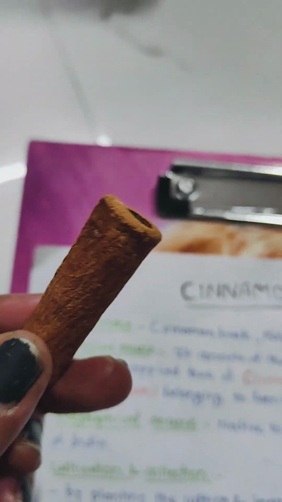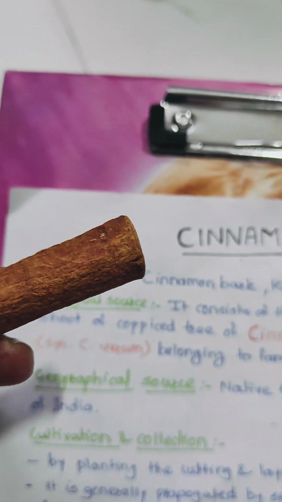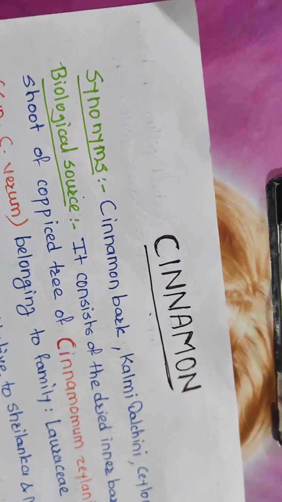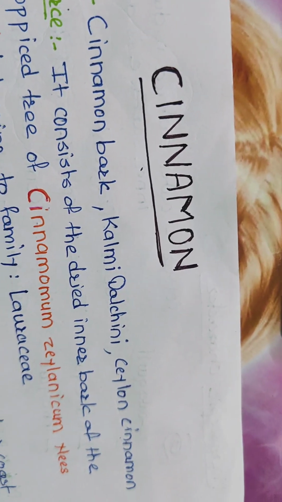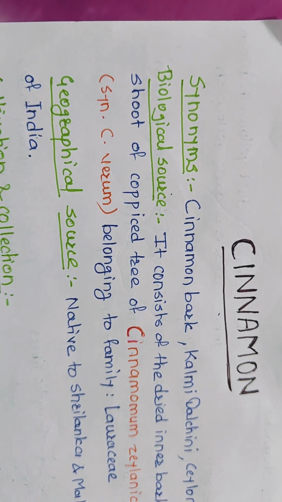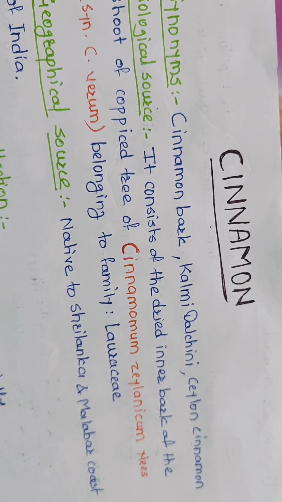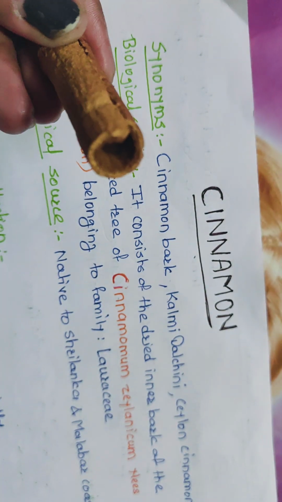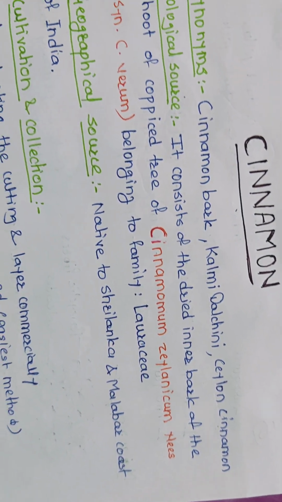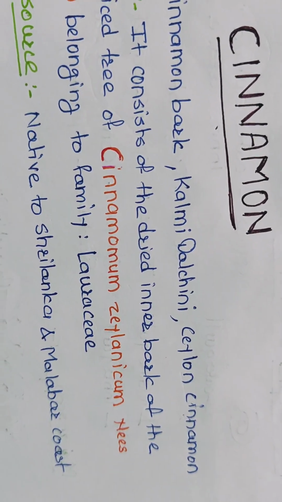Hello friends, today I am going to discuss a new drug, that is cinnamon. Cinnamon generally has different synonyms like cinnamon bark, kalmi dalchini and Ceylon cinnamon. It consists of the dried inner bark of the coppiced tree of Cinnamomum zeylanicum, which has the synonym Cinnamomum verum, and belongs to family Lauraceae.